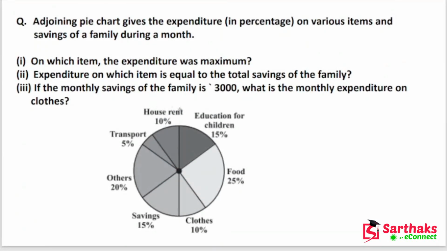Now the second question was on this pie chart, expenditure on which item is equal to the total savings of the family. Now let us find out the savings. So savings are just 15%. Now you can clearly see that education for children, this sector, also consumes 15%, and savings also consume 15%. So they both are equal.